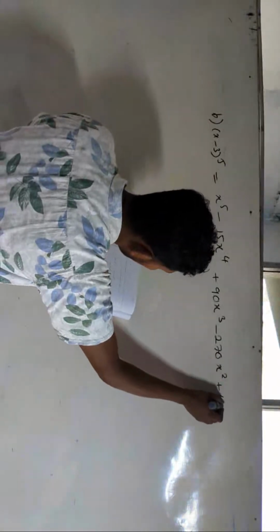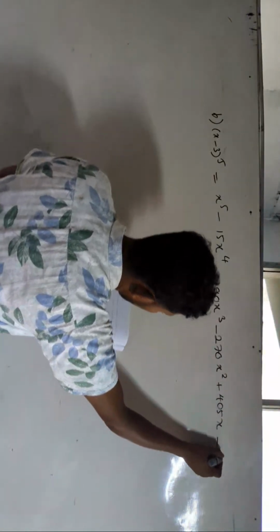Is there any hard one? So this should be the answer for question number B, x minus 3 to the power of 5. Now tell me, what is the answer? Write down the answer. It should be x to the power of 5 minus 15x to the power of 4, plus 90x cubed, minus 270x squared, plus 405x, minus 243.